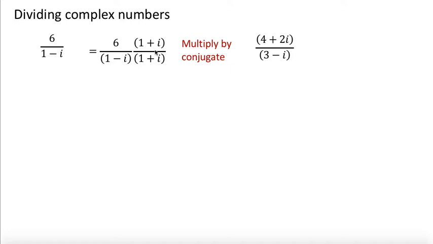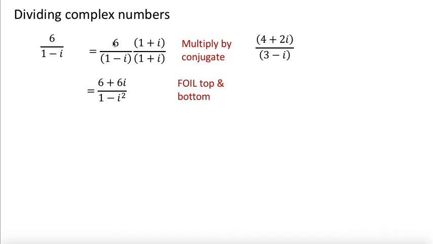The reason we can do this is anything divided by itself is 1. So we're just multiplying by 1. Multiplying by 1 doesn't change anything. It doesn't change the value of the number at all. So here you go. You multiply top and bottom by the conjugate. Value doesn't change, but this happens.